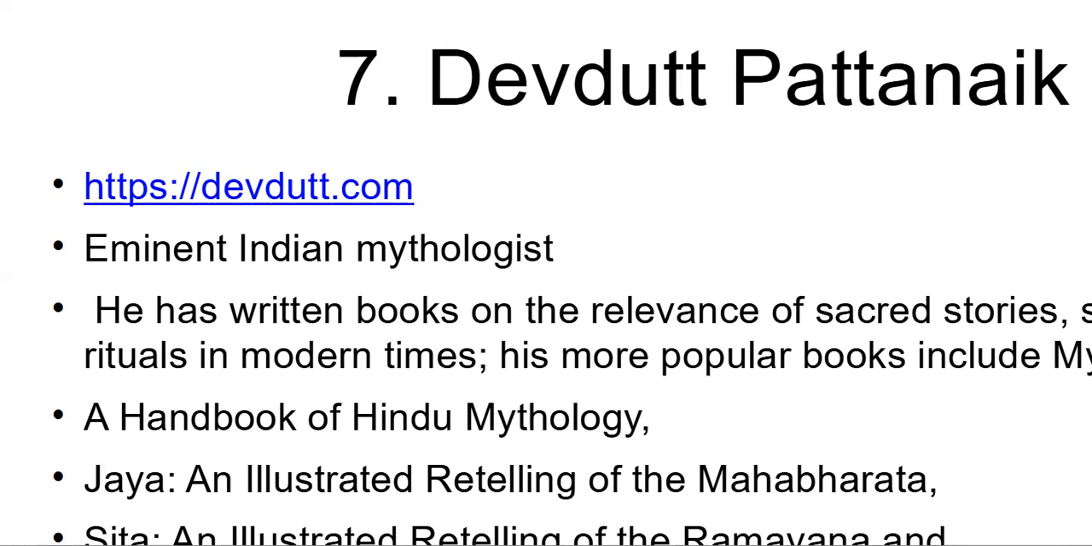Another very important book is A Handbook of Hindu Mythology, Jaya, an illustrated retelling of the Mahabharata. Jaya, you know, another name of Draupadi. Sita, an illustrated retelling of the Ramayana, and My Gita. These are the most important works by Devdutt Pattanaik.